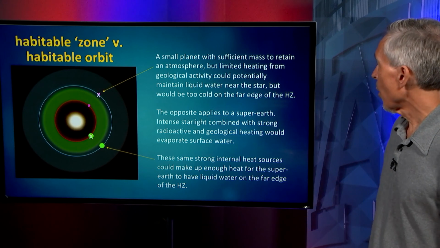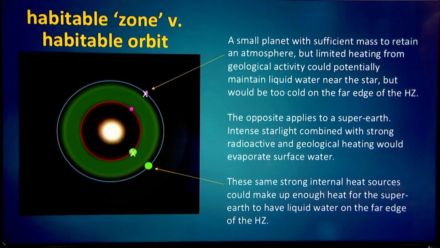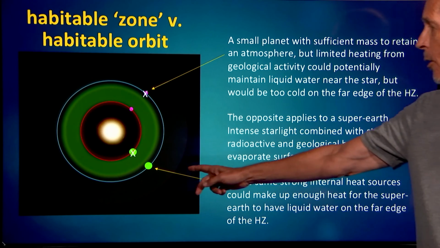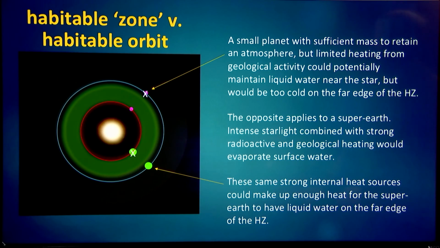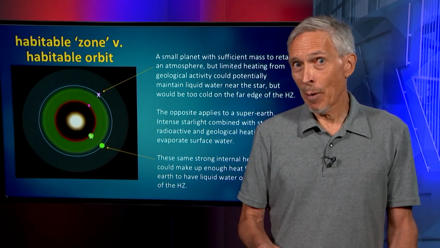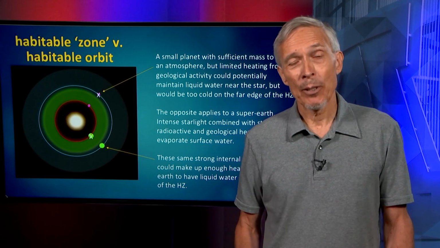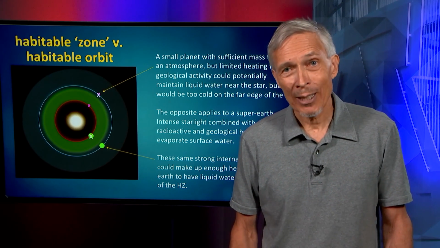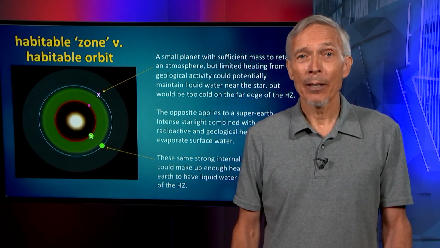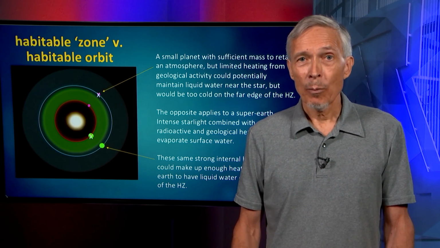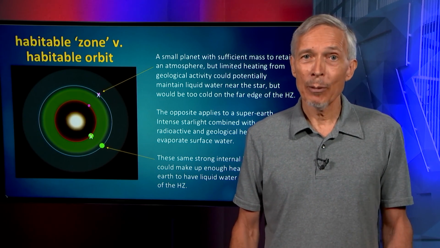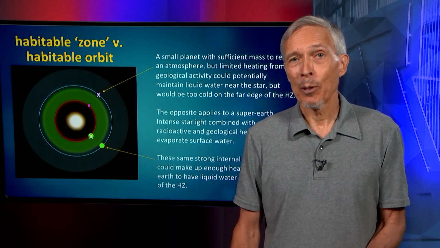Again, these same strong internal heat sources could make up enough heat for the super-Earth to have liquid water if it was suitably positioned at the far edge of the habitable zone. You can see with all these issues to play with, the geological heating associated with the mass of the planet, the chemical composition of the planet, and in particular its atmosphere, and that impact with greenhouse gases, means we have too many uncertainties to be rigid in our definition of a habitable zone.